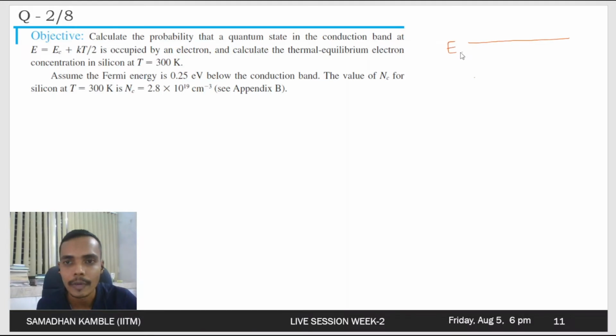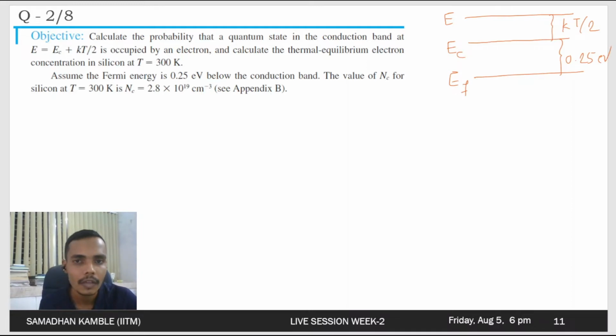This is our conduction band, and our actual energy level, which is here, differs from it by kT by 2. Assume the Fermi energy is 0.25 electron volt below the conduction band. So our EF is below our conduction band, and that value is 0.25 electron volt. The value of NC is also given. So we can basically write the formula.